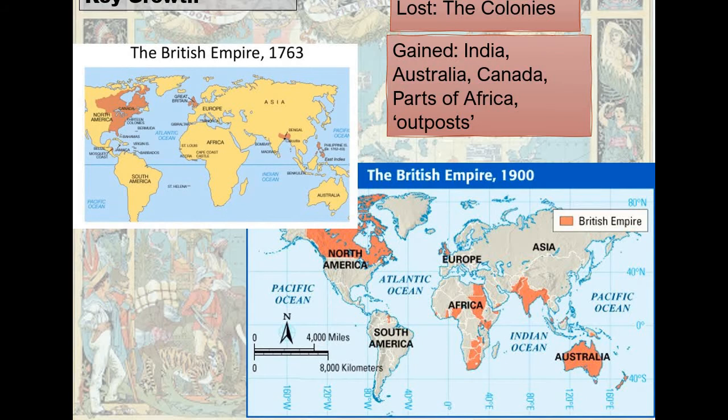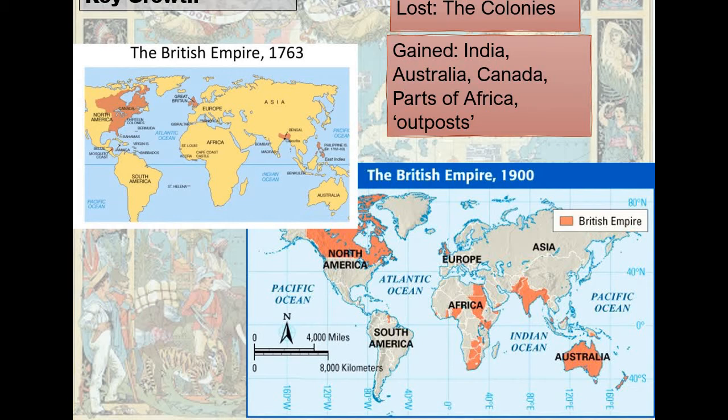If we look at the two maps shown here, that were in your booklet for work last week. The first one, the British Empire in 1763. As we can see, we weren't that big. We had a big swathe in the colonies, a chunk of Canada, a bit in India, and then some in the Philippines and the East Indies.